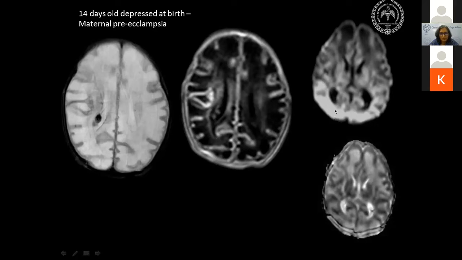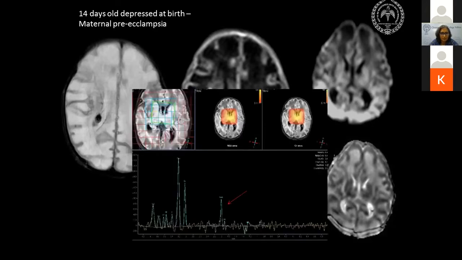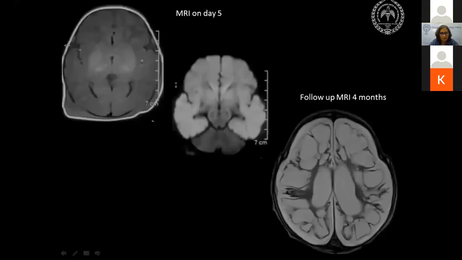Diffusion scans, again, show extensive diffusion-weighted signal changes. This was an extensive, global insult to the brain. And MRS, I'll talk a little bit about that later, but shows a reduction in NAA with a small inverted lactate peak at 1.3 ppm.